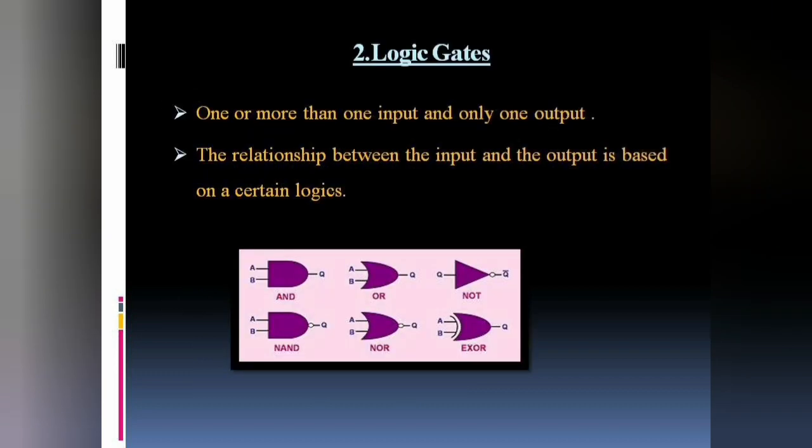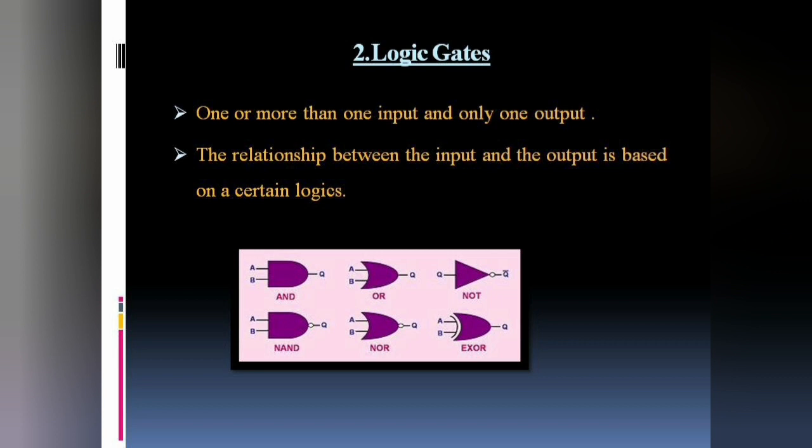Logic gates. These are the basic building blocks of any digital system. The relationship between inputs and output is based on certain logics. Based on this, logic gates are named as AND gate, OR gate, NOT gate, etc. The figure shows some logic gates and their names. Logic gates are used to carry out logical operations on single or multiple binary inputs and give one binary output. These are the electronic circuits in a digital system.